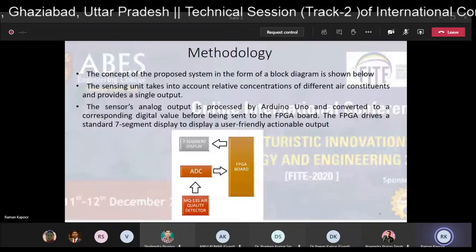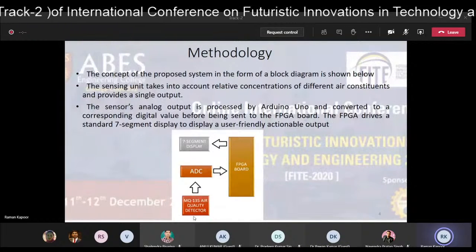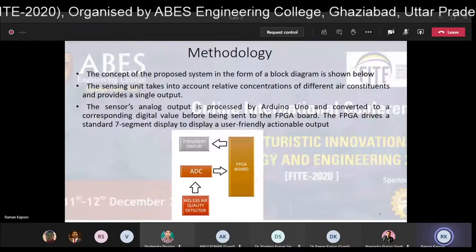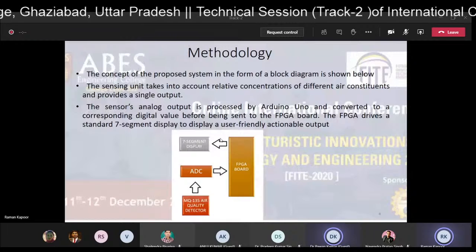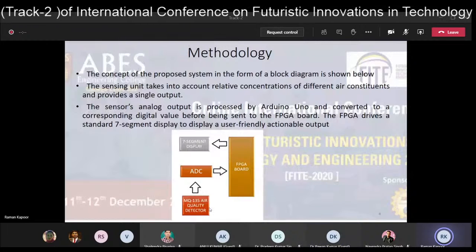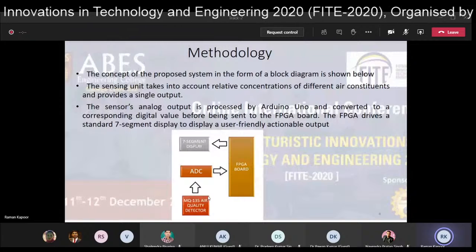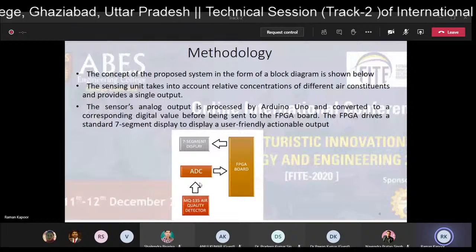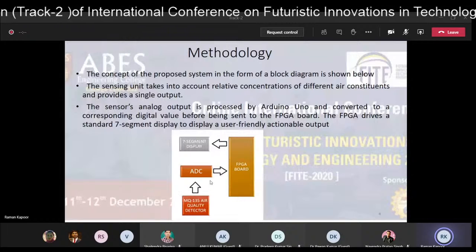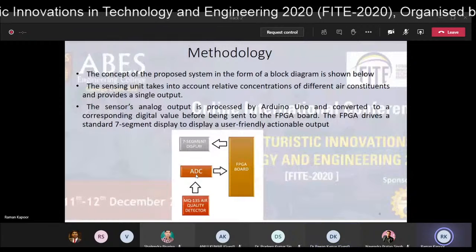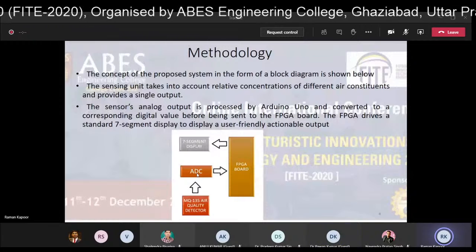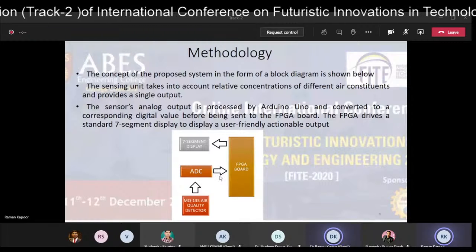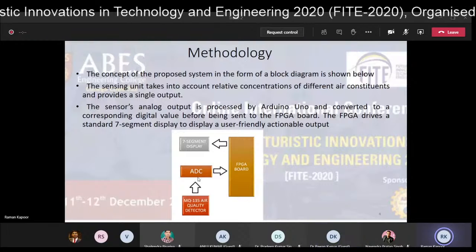The methodology is such that you have a sensor detector system which can detect particulates and traces of oxides of carbon and nitrogen, which affect the air quality. Depending on the constitution of the air, it generates an electrical signal in analog form, which is converted to digital form using an ADC, an analog to digital converter, because our FPGA board can only take digital input and give digital output. So first we need to do this signal conditioning.